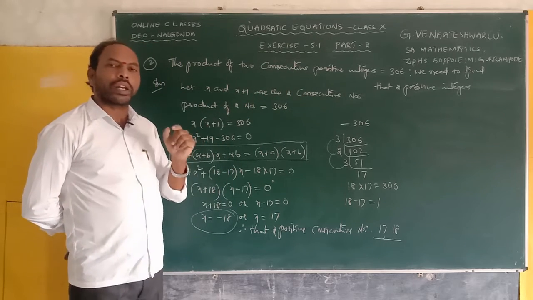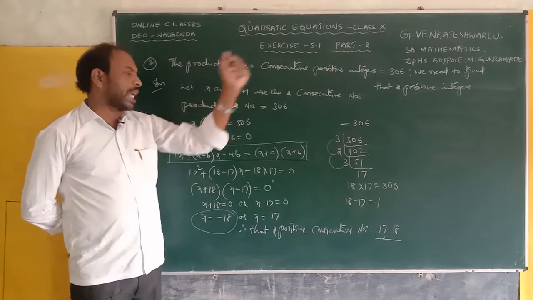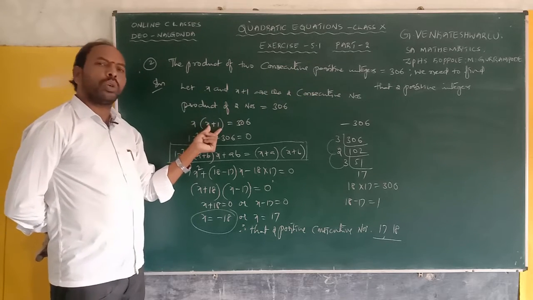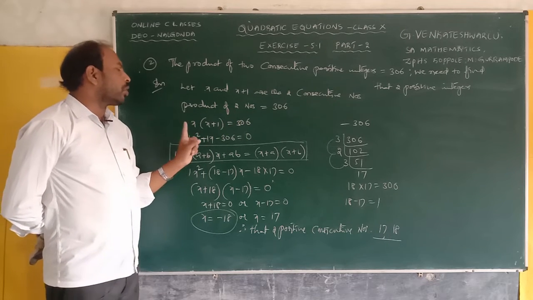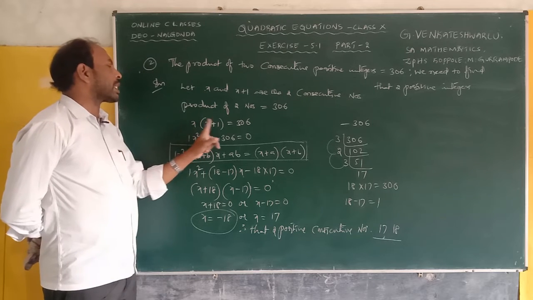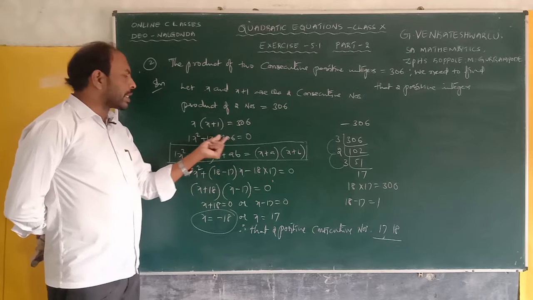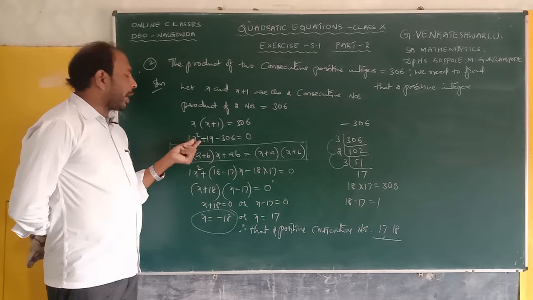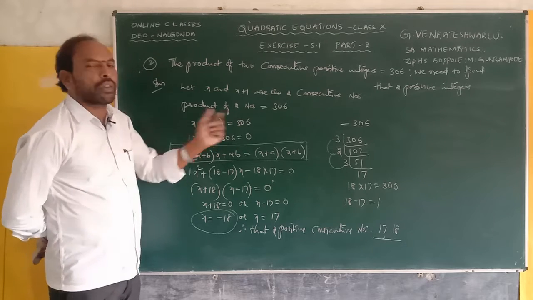Next, what is the second condition? The product of these two numbers is given as 306. That's why x into x plus 1 is equal to 306. So using the left distributive property, x square plus x, that is x square plus x minus 306 is equal to 0. Here it is a second degree equation, and the x square coefficient is not equal to 0. That's why it is a quadratic equation.